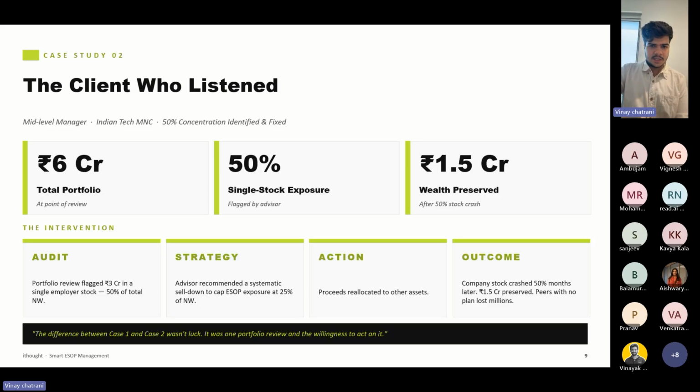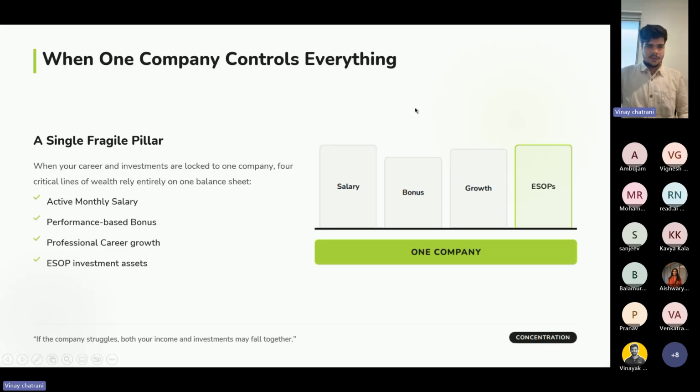So the action was that he did it, and the outcome was that the company stock actually crashed. So we saved almost 1.5 crores of wealth for this client. Again, these numbers should kick in a lot of ideas on your end. This is what shows the main concentration. I keep on saying concentration, concentration. This slide should explain why I keep on saying that.